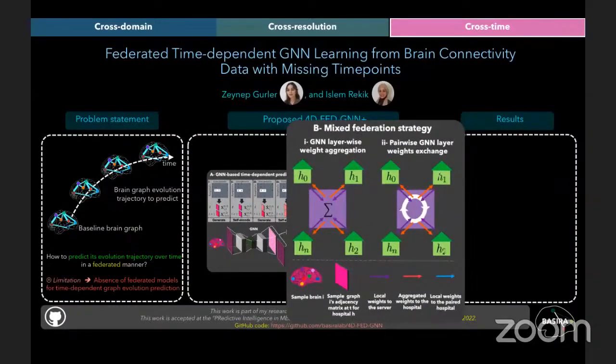So basically, federated learning, let me give you a brief introduction. We have different hospitals or clients. Each hospital collects its data. For example, we have 2 classes: typical brains and brains with Alzheimer's disease.